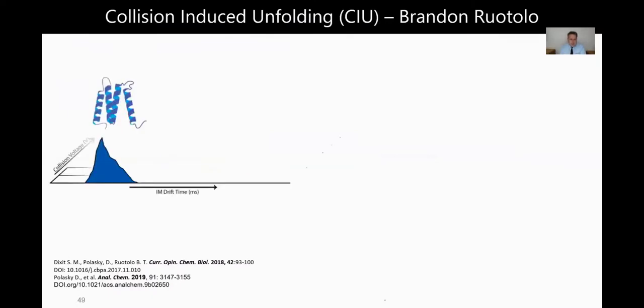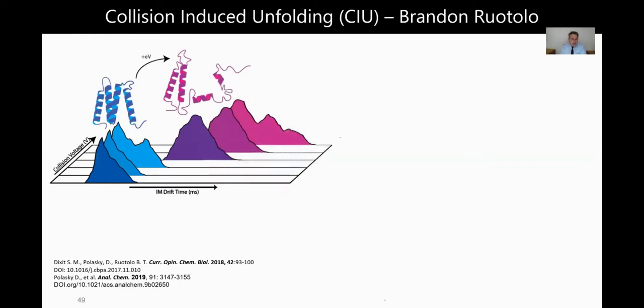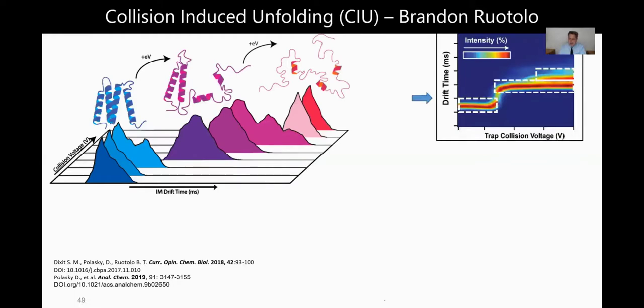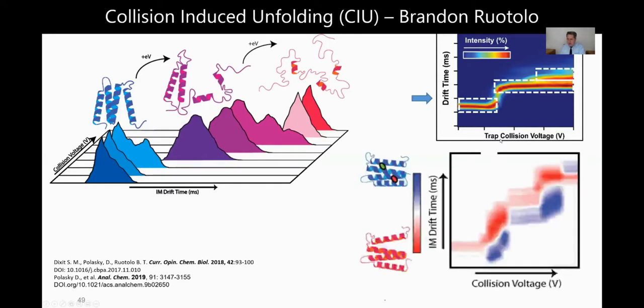There's a lot that's been published in this. We know the principles. We just mentioned this. Each time increasing the collision voltage in the source ahead of the mobility separation. And as we activate these proteins, they unfold and their various regions start to become exposed. Okay. Now we can plot this. And here you can see this is showing the trapping voltage or the collision voltage that we're applying.